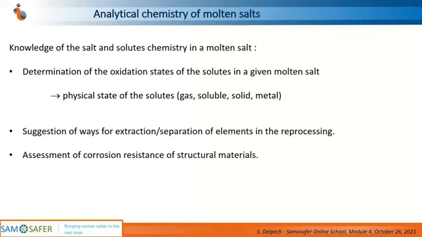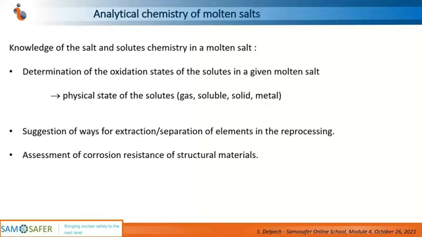It is very important to know the chemistry of salt and solute in the molten salt, because this way it will be possible to determine the oxidation states of the solutes in a given molten salt, and then to deduce the physical state of these solutes. For the molten salt reactor application, it is important to know if the elements produced in the reactor core are in the gas state, soluble, solid, for example with precipitation of oxide, or produced under their metallic state.